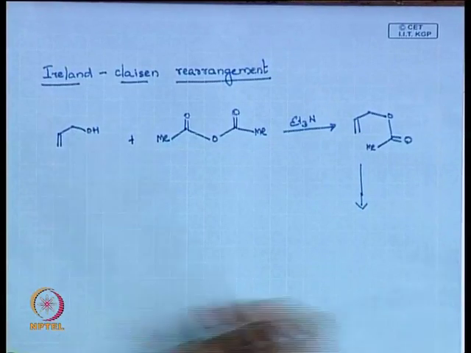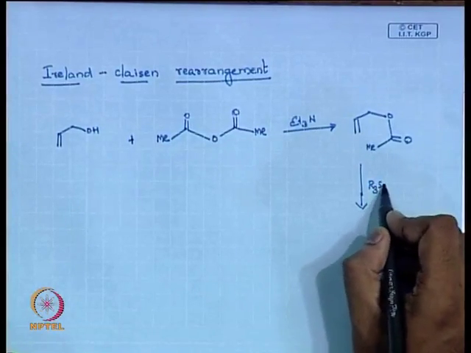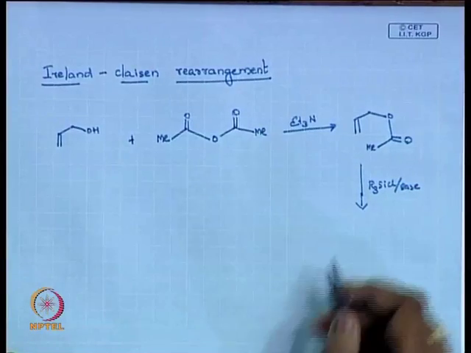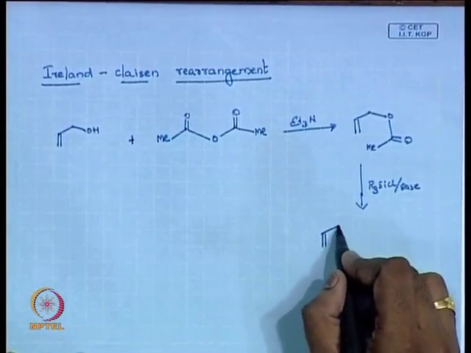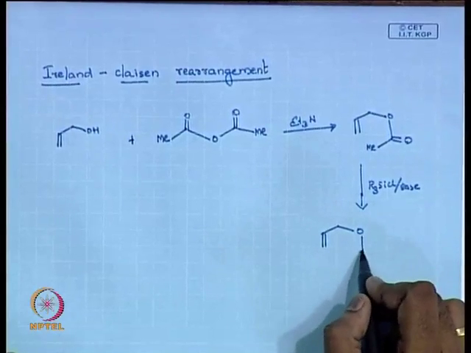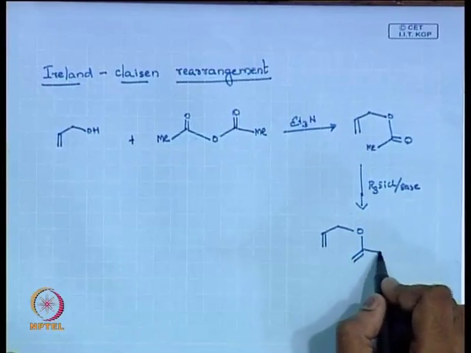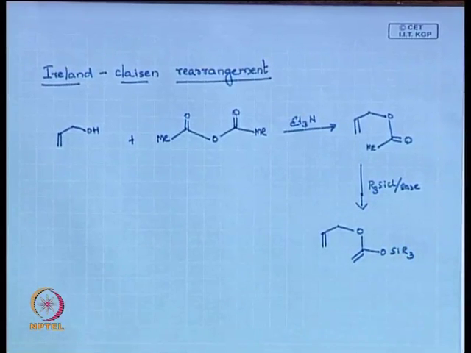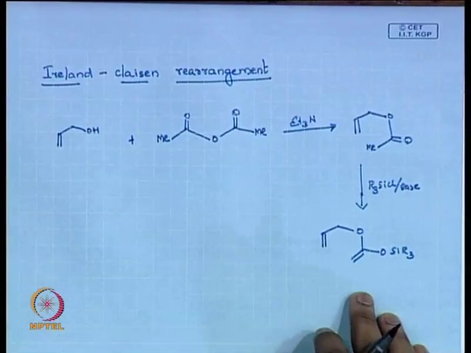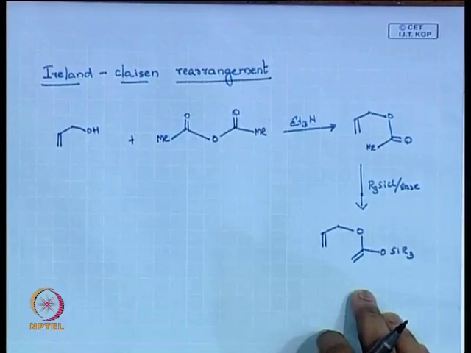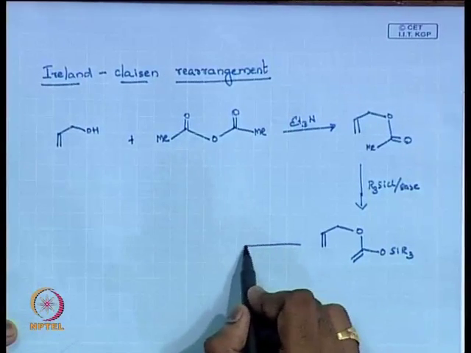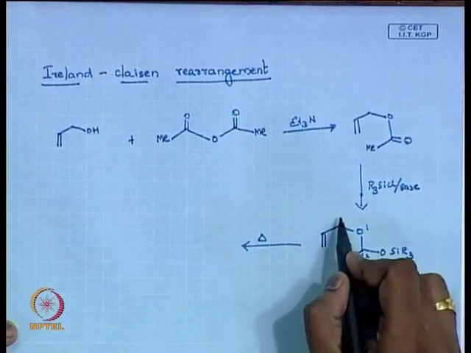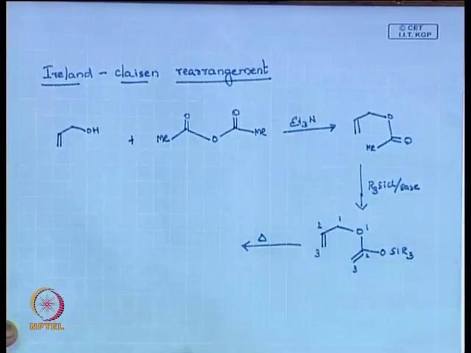Then you treat it with this base. So yeah, 3. You get this. Now this is your precursor for your Claisen. Okay. You get this again, number 1, 2, 3, 1, 2, 3.